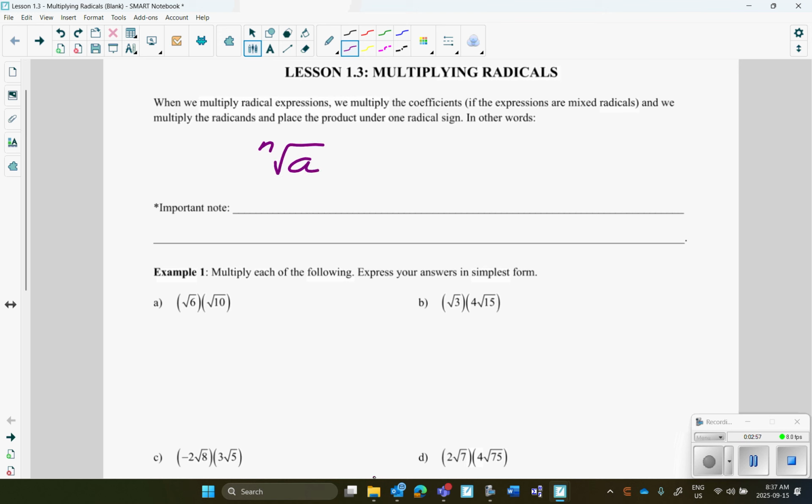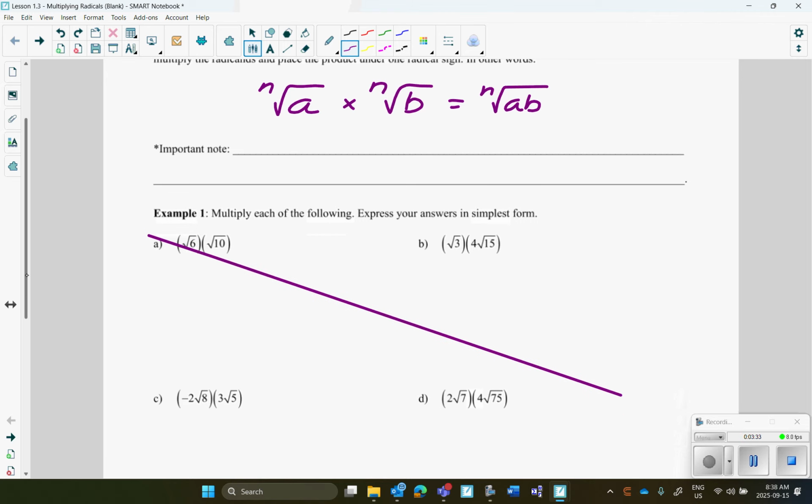So the general rule is when we have a radical and we multiply it by another radical with the same index, so they have to be both square roots or both cube roots, etc. You can make that into one radical by just multiplying the numbers underneath the radical. Okay? I'll talk about this in a second.